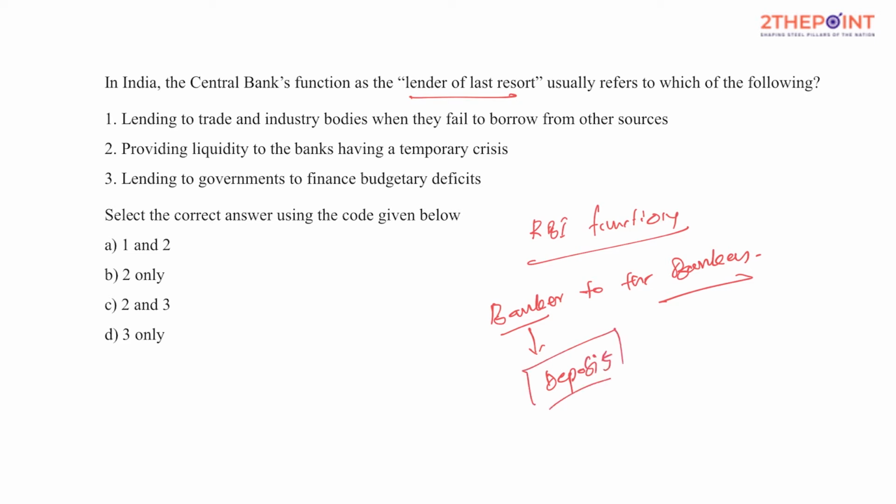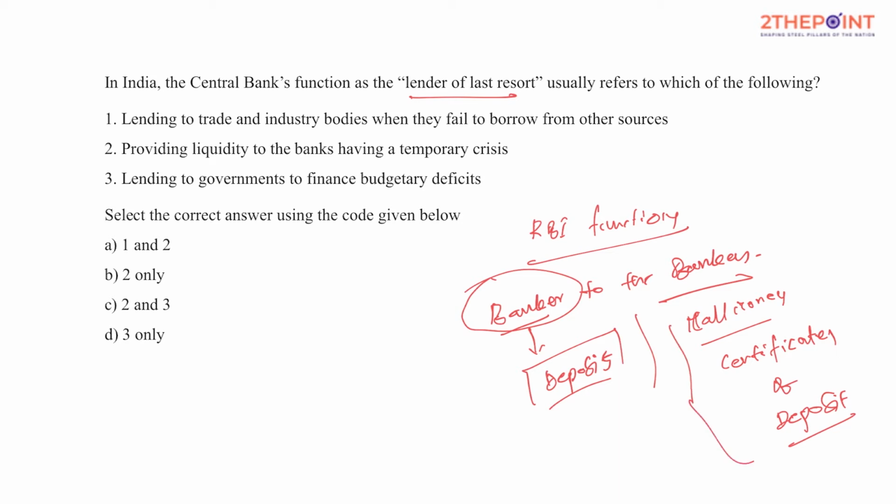Of course, the owners of the bank would invest a certain amount of money, but the major source of money to banks comes from deposits. Banks could also borrow from fellow banks by going to the call money market, or they could raise money by selling certificates of deposits. These are what we call money market instruments. But if the bank was not able to raise enough money to meet its requirements, there is one last option that every bank in India could exercise, that is to borrow money from their banker, none other than RBI. Hence in this context we say RBI acts as a lender of last resort to the bankers. Now let's look at the options.